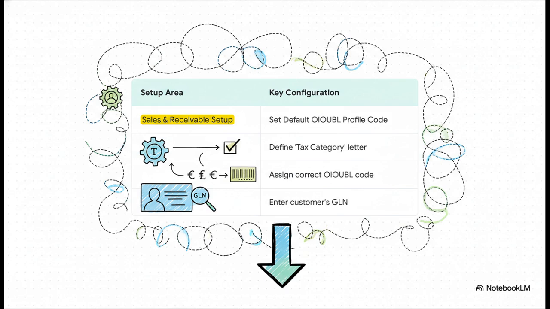But this checklist kind of boils it down. You've got to set the profile code, get the tax category right, assign codes to your payment terms, and make sure you have the customer's global location number, their GLN, which is basically their unique digital business address. It's got a few moving parts, but this shows you the critical path.